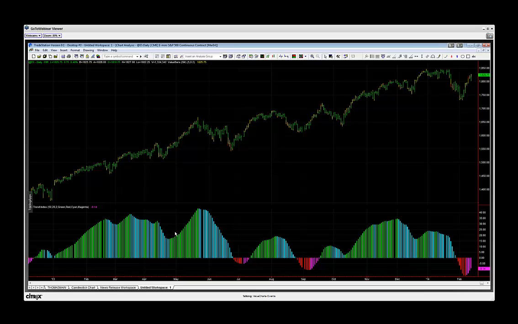But this indicator, again, green bars mean steady uptrend with good momentum. Blue bars mean consolidation, potentially reversing. Red bars mean downtrend with good momentum. Purple bars, consolidation, potentially reversing.